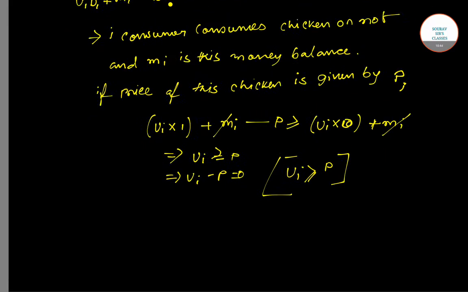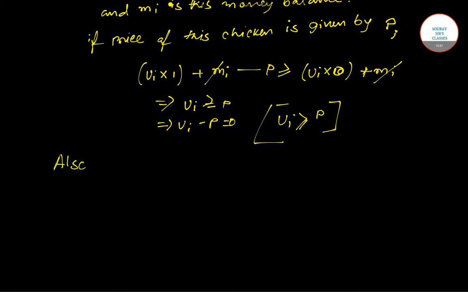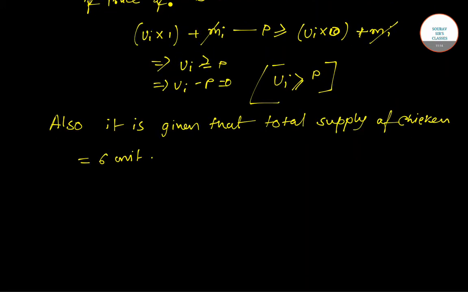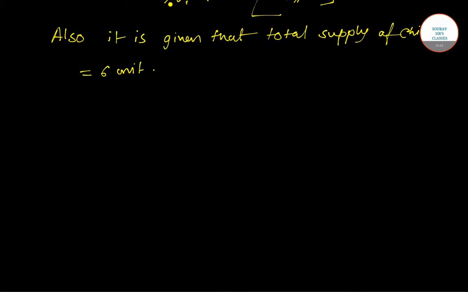Now we also know that the total supply of chicken is 6 units. Let us now consider a price, for example, price equals 7.5. At this price, the buyers are fewer than the supply, so demand is still short of supply.